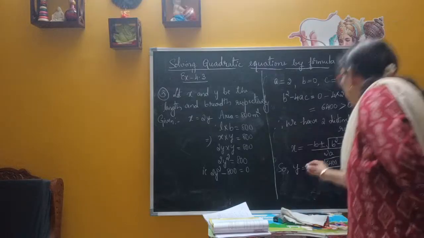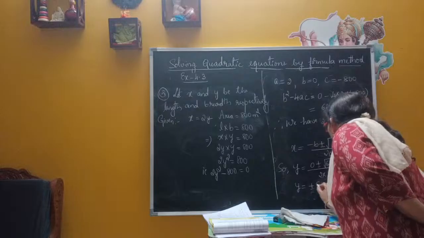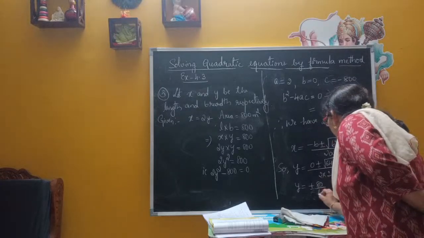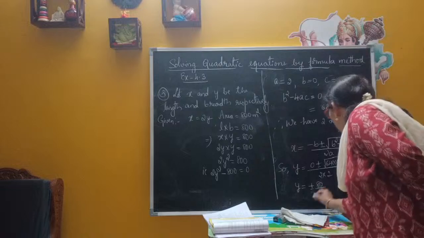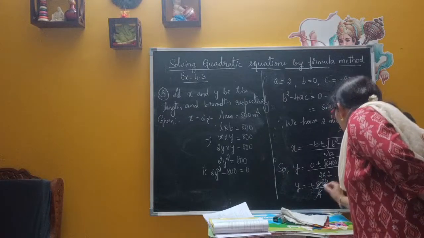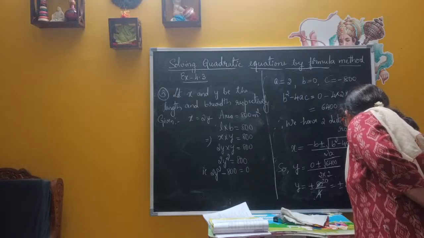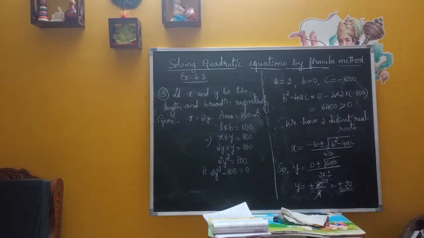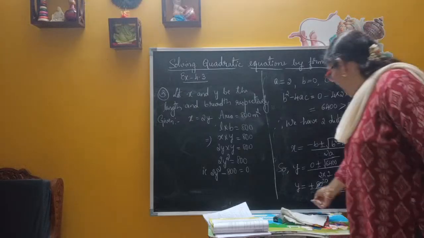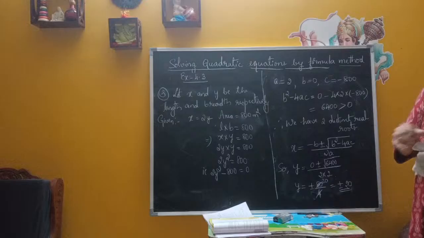So y is equal to plus or minus 80 by 2. 2 fours are 8, so we get plus or minus 40... 2 twenties are 40. So we get plus or minus 20. One value is plus 20, the other one is minus 20. We have two distinct roots. But which is the value we have to take here? We should take only plus 20.